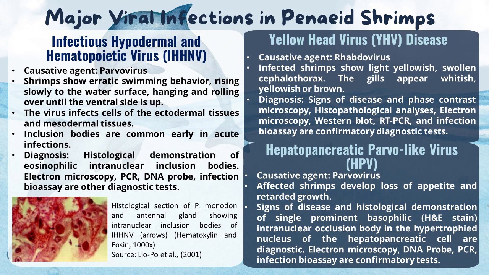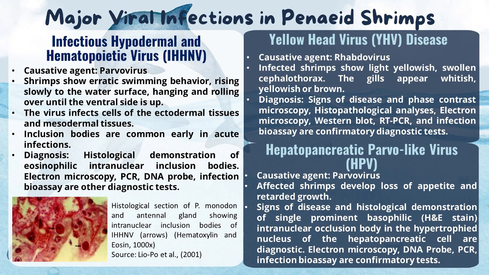Histological demonstration of eosinophilic intranuclear inclusion bodies in the hepatopancreas by hematoxylin and eosin staining. Electron microscopy, PCR, DNA probe, and infection bioassay are other diagnostic tests.